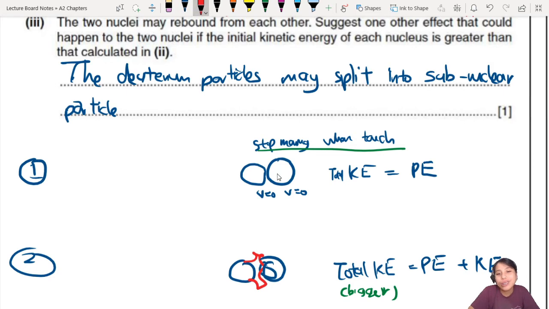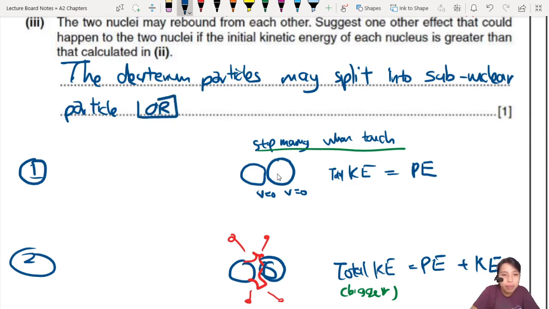So if you remember all those stuff, deuterium is, oh man, I should probably draw two, right? Deuterium is a proton and a neutron. Maybe the neutron and proton will separate out. Pew, pew, it all breaks apart. Maybe they might break into quarks, up, down, strange, charm, top, bottom, depending on the energy. So they would break up into smaller components.